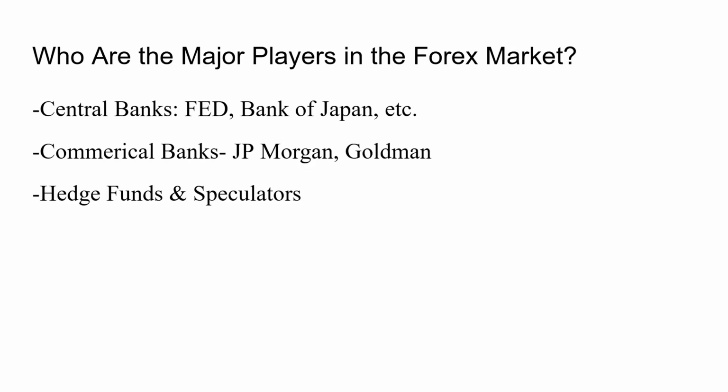Now, number one, who are the major players in the Forex market? When you look at the charts, you have to wonder, who's controlling what we see on the chart? You have central banks like the Fed, Bank of Japan, other large banks that are tied to nations. You also have commercial banks like JP Morgan and Goldman Sachs. And you also have huge hedge funds and speculators, folks with billions of dollars that they can inject into the market at will.